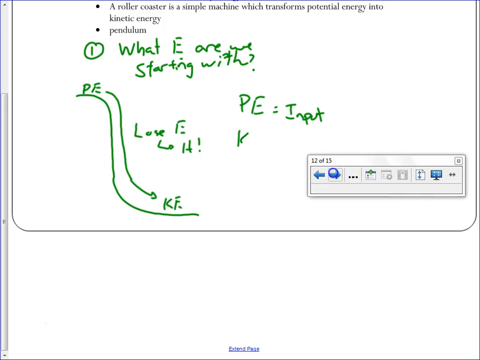Okay, our kinetic energy, again, a roller coaster is meant to move, so our kinetic energy would be our useful output. Based on this understanding, since we have an input and a useful output, we can figure out the efficiency. And we'll do some examples together.